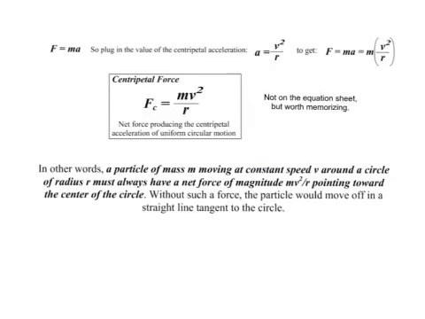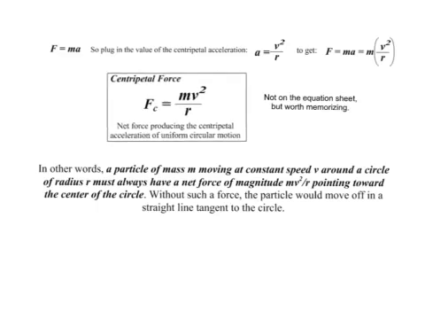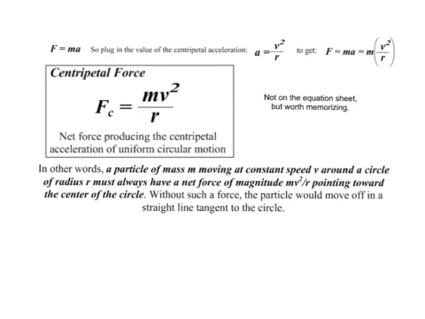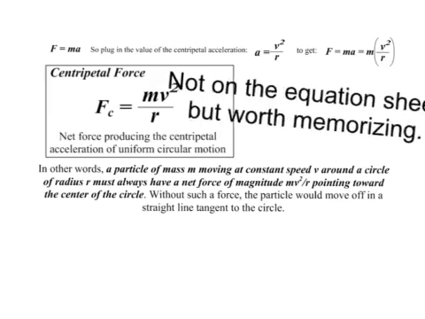So how do we find the magnitude of centripetal force? If we start with Newton's second law, F equals ma, and we substitute in our centripetal acceleration, v squared over r, we end up with mv squared over r. So the net force producing the centripetal acceleration is given by mv squared over r. It's important to remember that this is not on the equation sheet, but it is worth memorizing, so get it in your head.